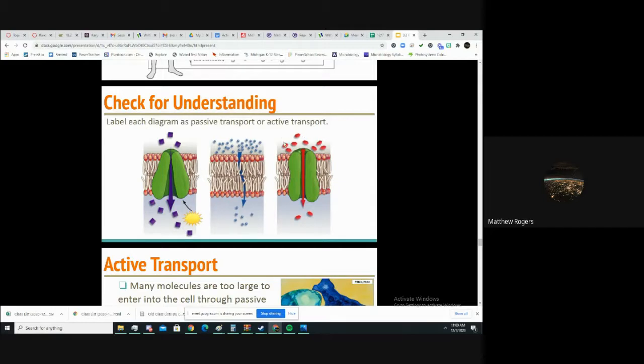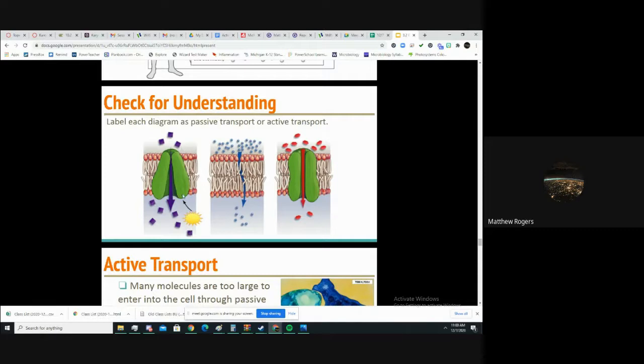So this is going from a high concentration to a low concentration. This is a form of diffusion called facilitated diffusion. We haven't talked a lot about it, but the idea here is you're going from a high to a low. So this would be passive. This guy, going from a high concentration to a low concentration, this is passive.